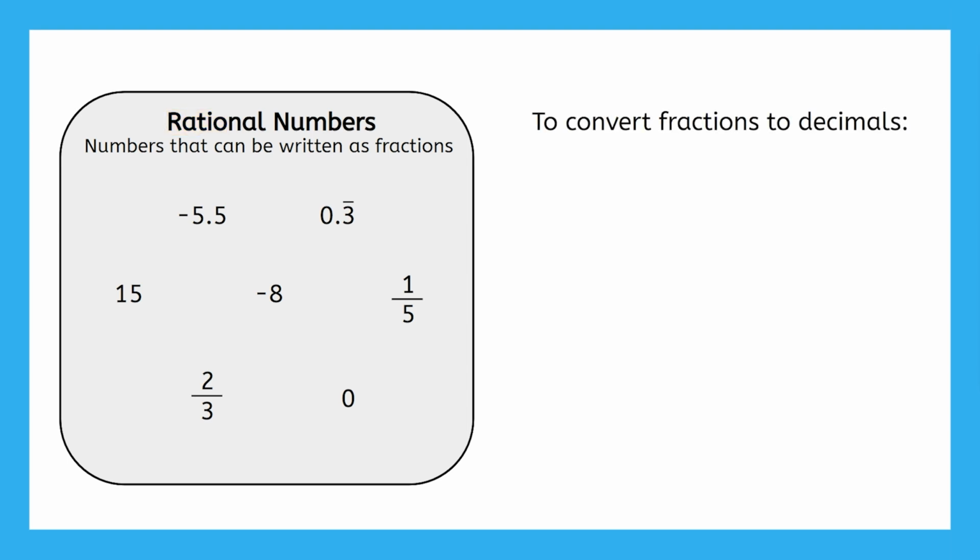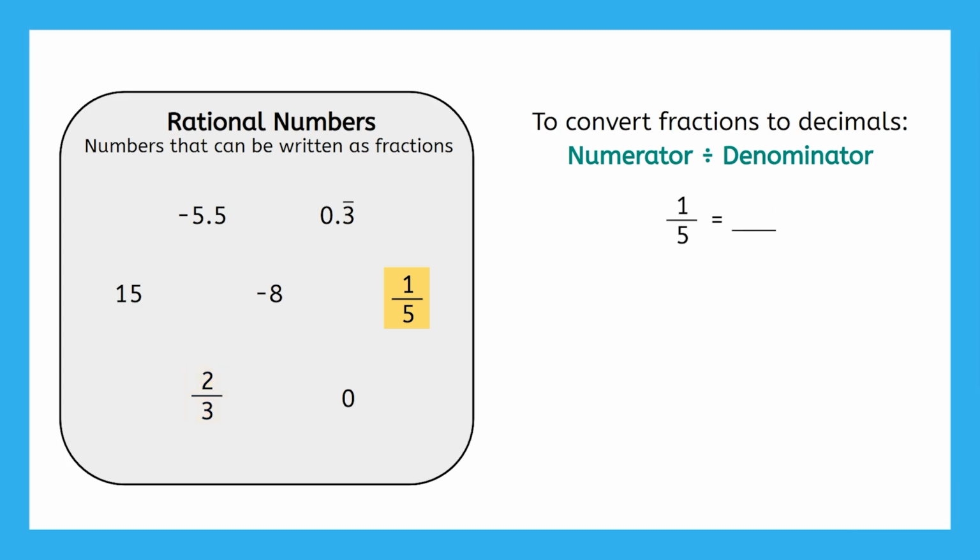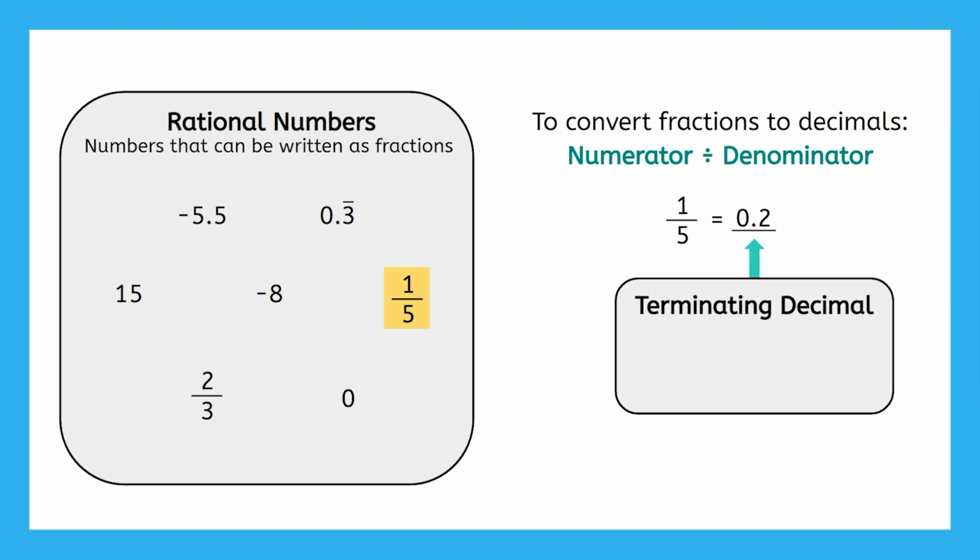We know that fractions can be converted to decimals too. To do this, we find the numerator divided by the denominator. Pause the video to convert the fractions 1/5 and 2/3 to decimals. To convert 1/5 to a decimal, we do 1 divided by 5, which is 0.2. 0.2 is an example of a terminating decimal.